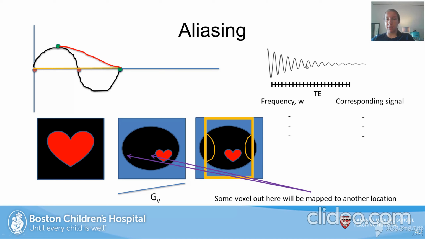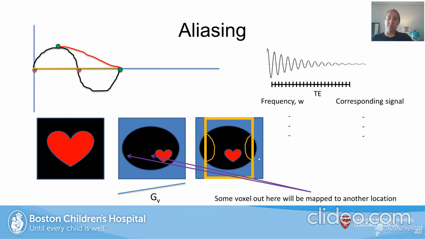So you'll get your send-receive signal. This is the signal you get back from that one line of the frequency encoding direction with the phase encode embedded into it. At time t, you'll be sampling it, and you'll get a bunch of frequencies back with their corresponding signals. If you have undersampled anything outside that field of view, it's going to be mismapped and folded into the image.